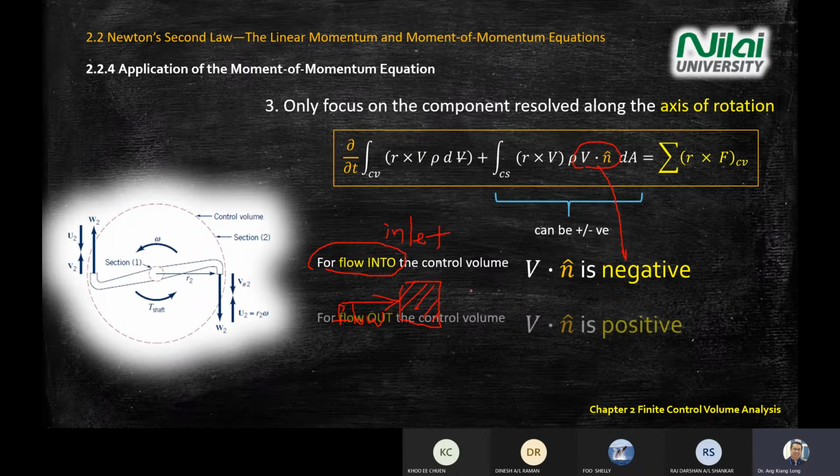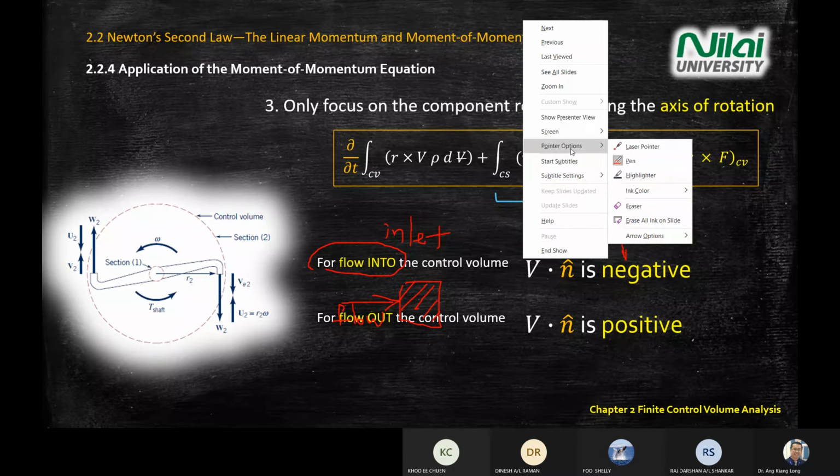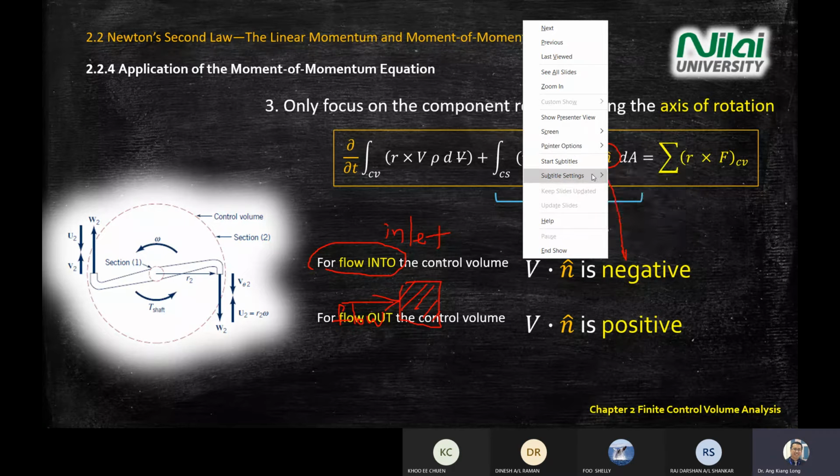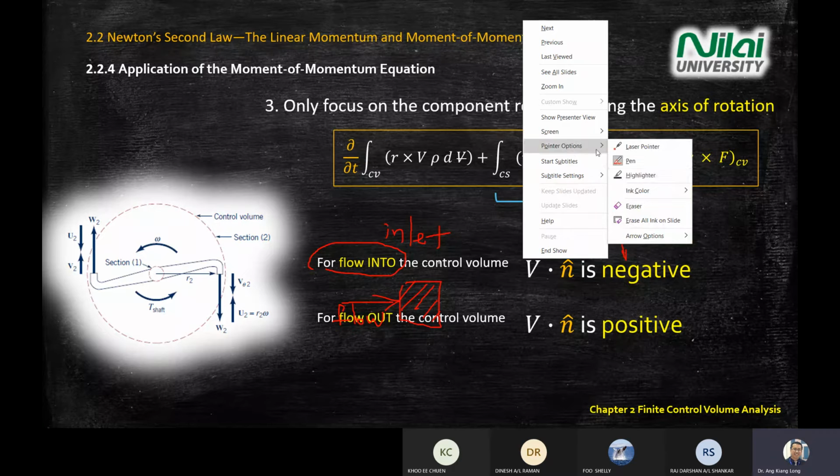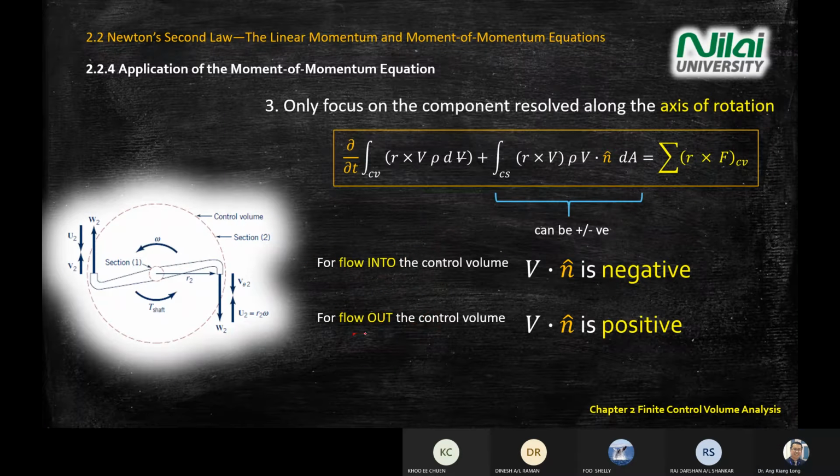Do the same for the outlet. When you have an outlet, or are referring to the outlet location, you get a positive sign for this one. Okay, positive or negative depends on whether it's outlet or inlet. When it's inlet, negative. Outlet, positive. You will look at one example later on.